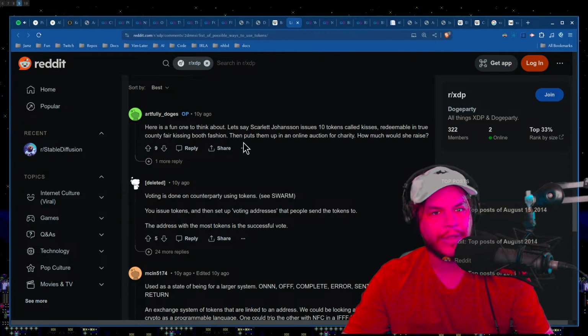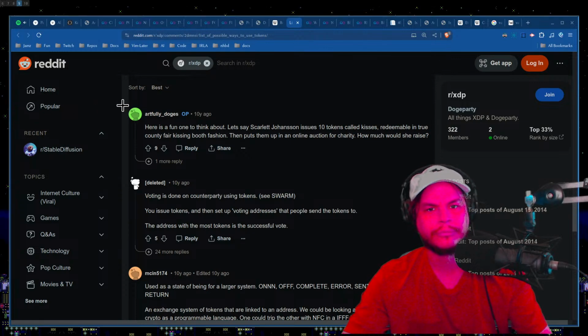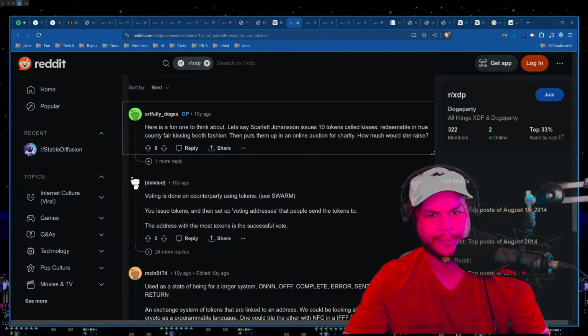Here's a fun one to think about. Let's say Scarlett Johansson issues 10 tokens called Kisses, redeemable in true county fair kissing booth fashion, then puts them up for auction for charity. How much would she raise? 10 years ago. 10 years ago, this comment was made. Love that.